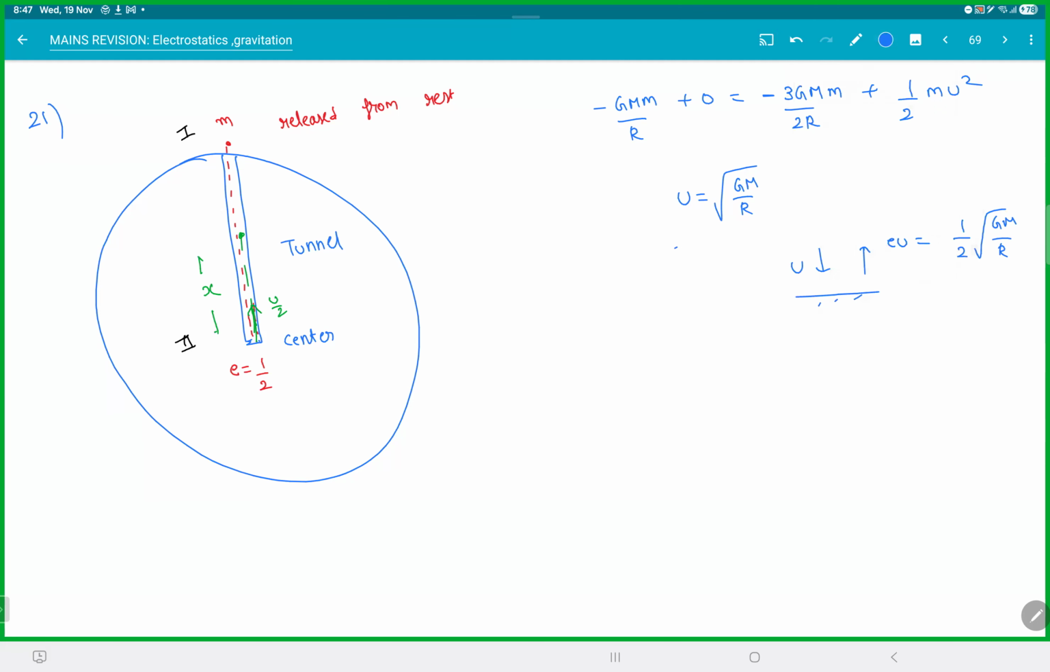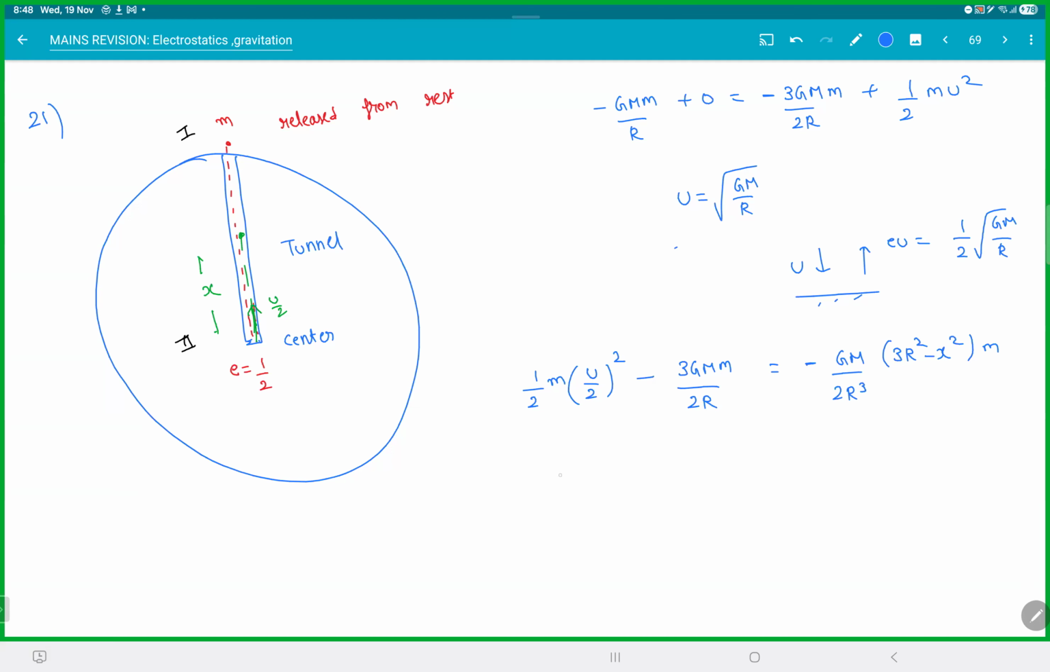Now we again conserve energy. Half m u by 2 whole square plus potential energy, minus 3 GMm by 2R. Now the headache is this: the formula is minus GM by 2R cube into 3R square minus x square, into m. Remember, that is the potential's formula inside. It's not minus GM by r. You take the value there and substitute. So yeah, m cancels off.